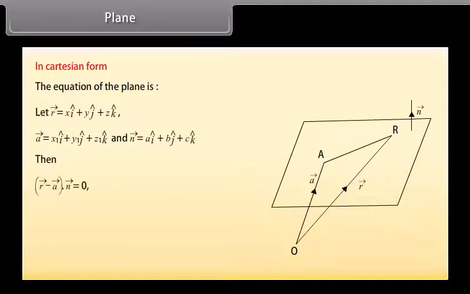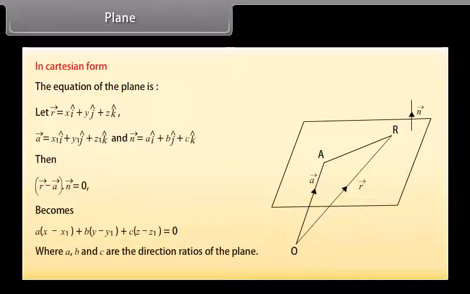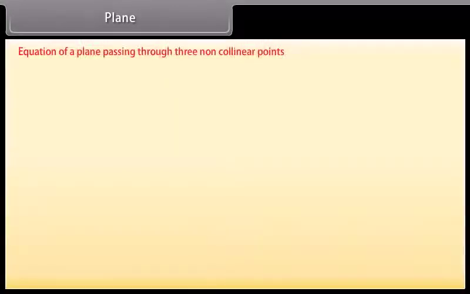Then, dot product of vector r minus vector A and vector n equals 0 becomes a into (x minus x1) plus b into (y minus y1) plus c into (z minus z1) equals 0, where a, b, and c are the direction ratios of the plane. Equation of a plane passing through 3 non-collinear points.